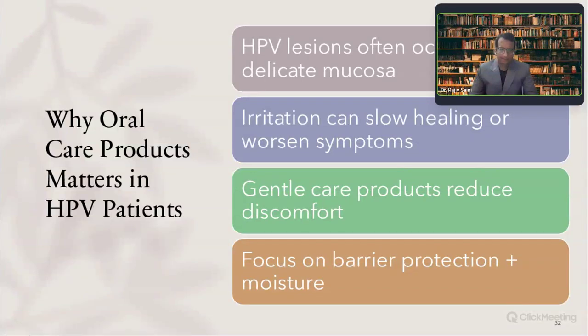Why does oral care matter in HPV patients? Because HPV lesions often occur on delicate mucosa. Irritation from oral care products that contain chemicals, alcohols, colors, preservatives, and dyes can slow the healing process or worsen the symptoms. That's why we want patients, and people in general, to use gentle oral care products that reduce these kinds of discomforts and encourage people to use them on a daily basis to build up oral immunity.